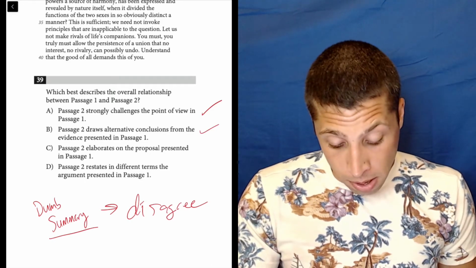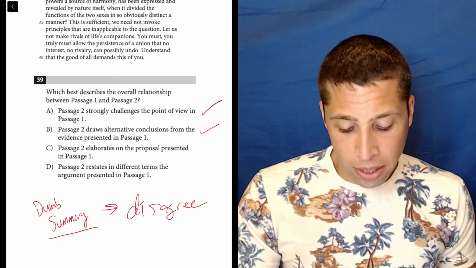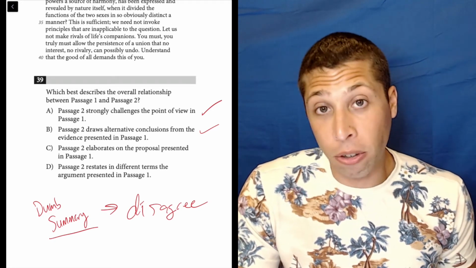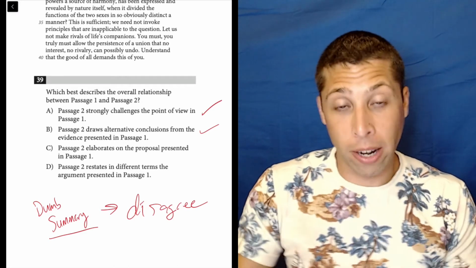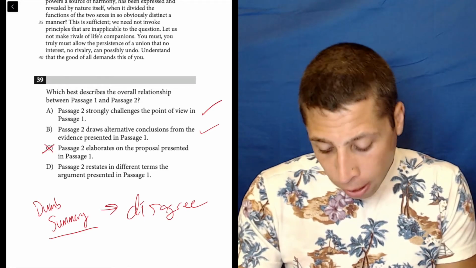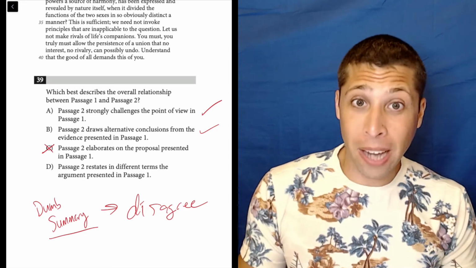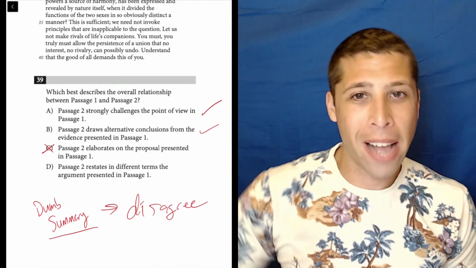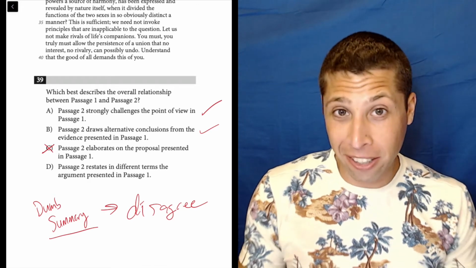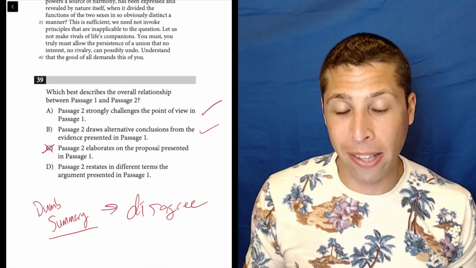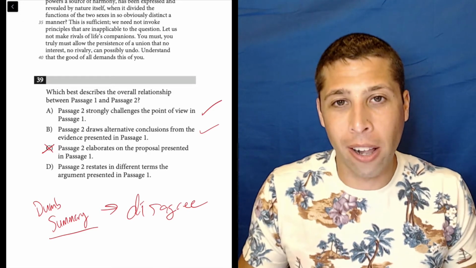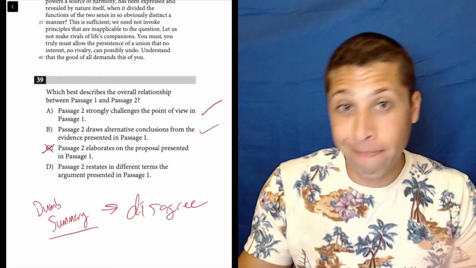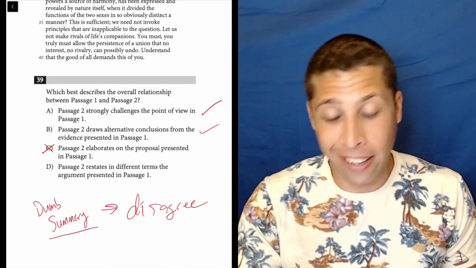C, though, passage 2 elaborates on the proposal presented in passage 1. Well, probably not. That's not a disagreement. That would probably be an agreement, if they're just continuing the same thought. I would be confident getting rid of that from the blurb, but we've also done a bunch of other questions about these passages. We have a really good sense that there is a genuine disagreement here between them, and that can help us as well. Our memories of the other questions don't just disappear instantly. And there you go. It's not an elaboration.